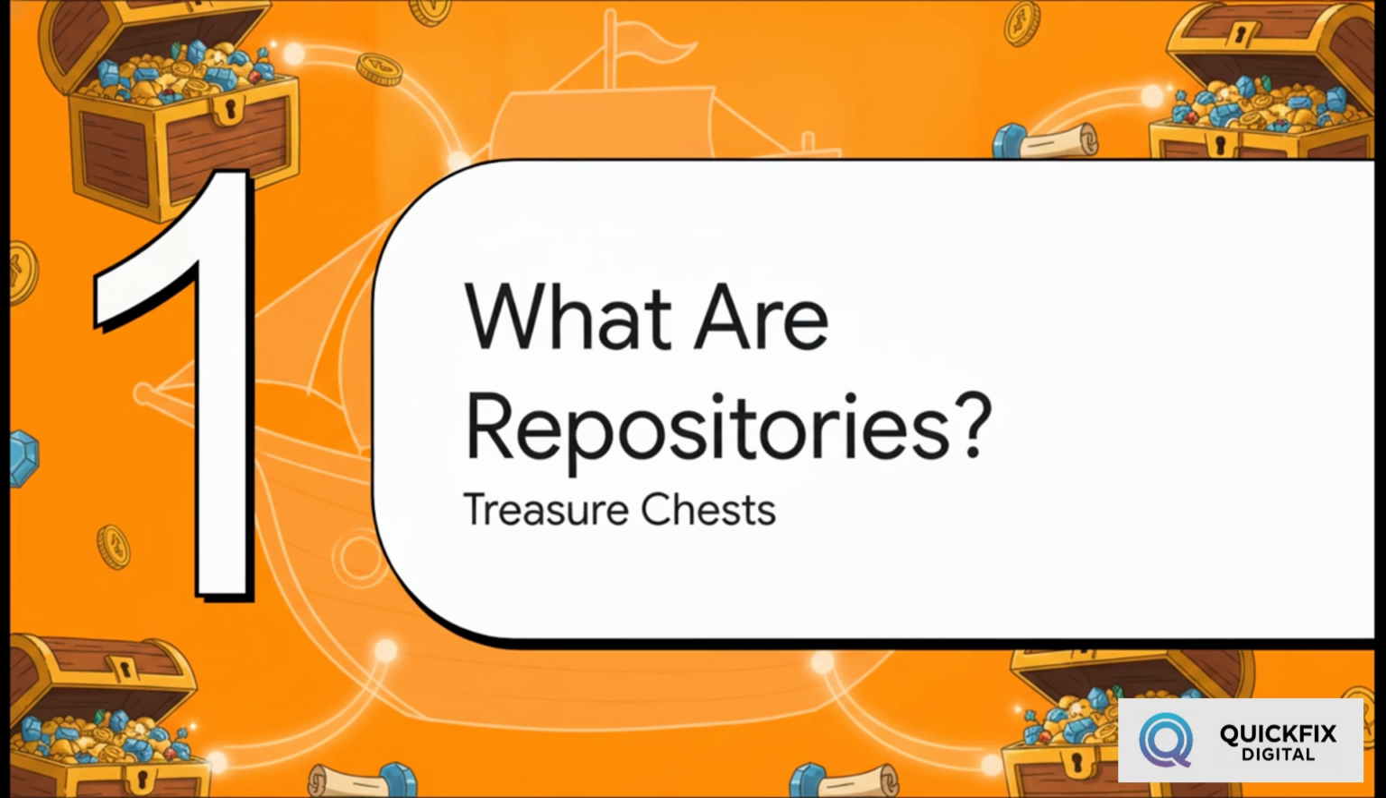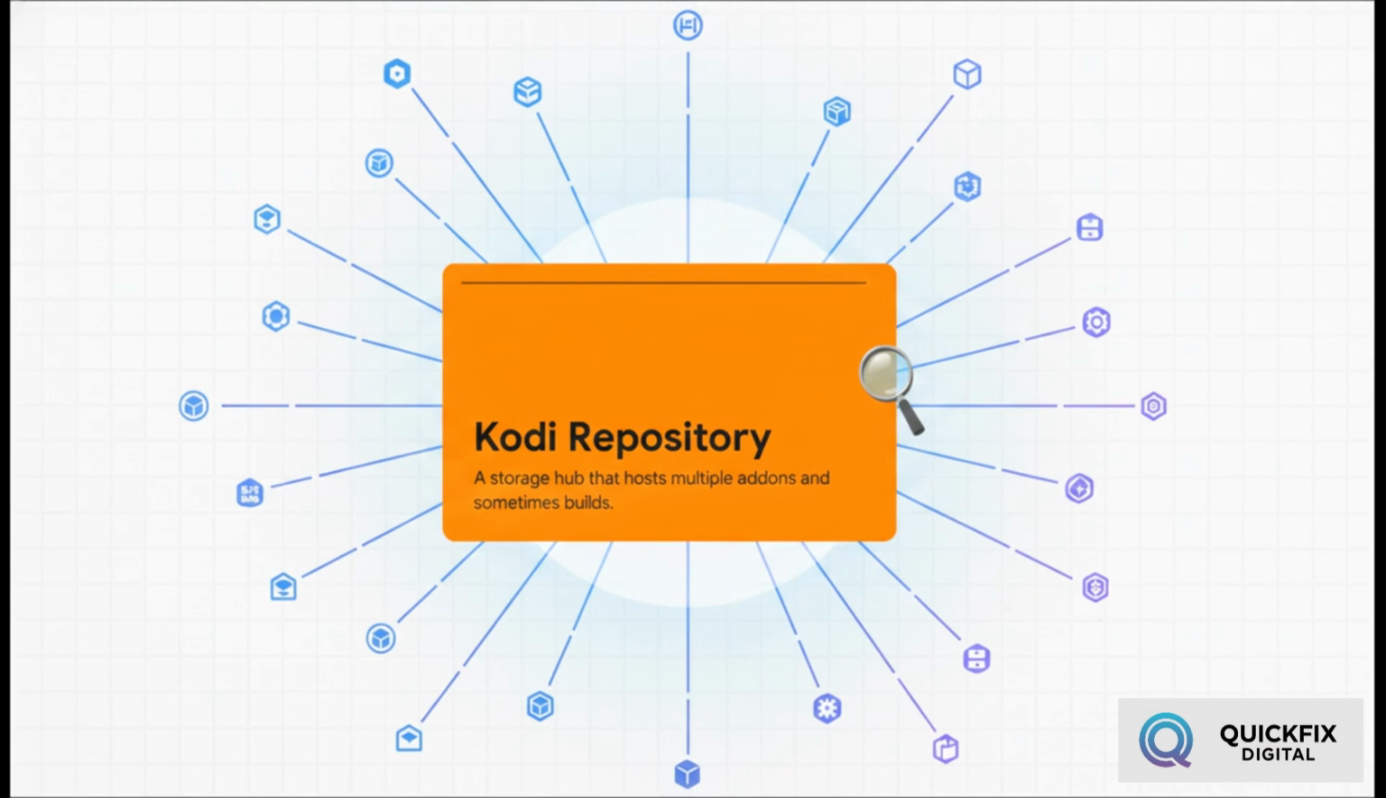What are Kodi repositories? Or, as I like to think of them, the treasure chests of content. Think of a brand new Kodi install as this massive, beautiful, but totally empty vessel. To actually fill it up with the movies, utilities, and sleek skins you want, you need a Kodi repository. It's essentially a storage hub. It hosts multiple add-ons and sometimes even full builds, acting as the primary source where you install these components onto your device. Simply put, you really can't get the cool add-ons without first connecting to the hub that stores them.